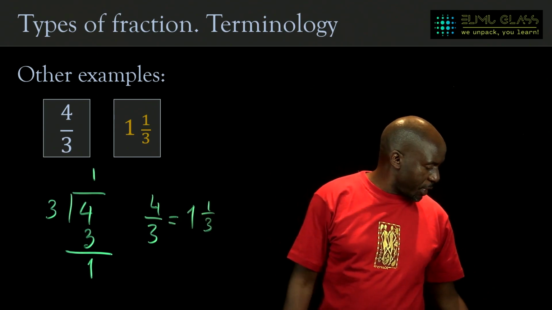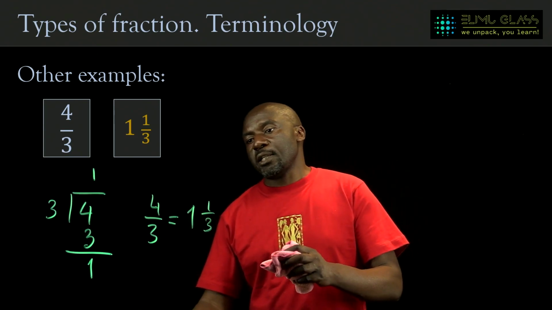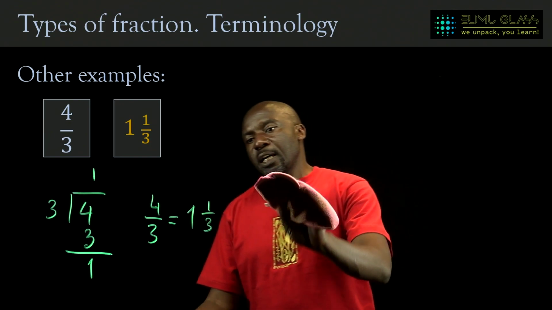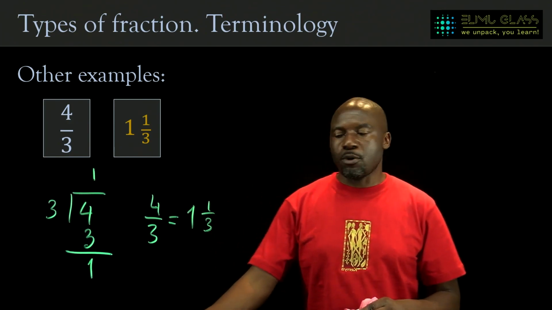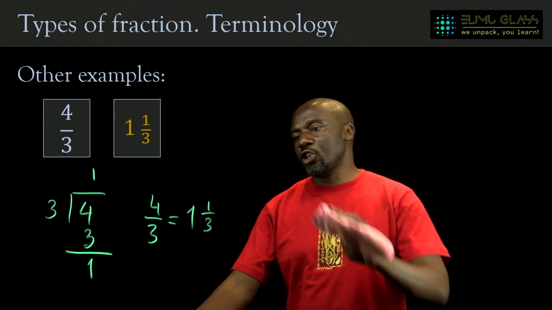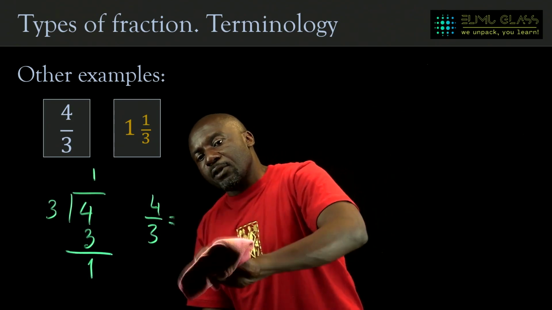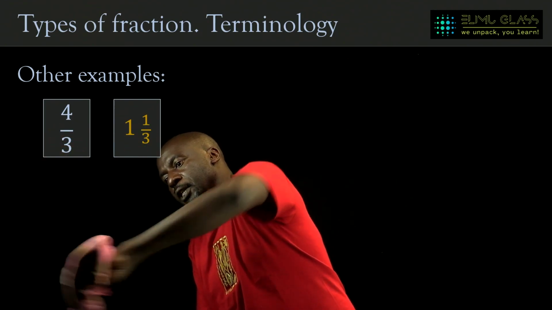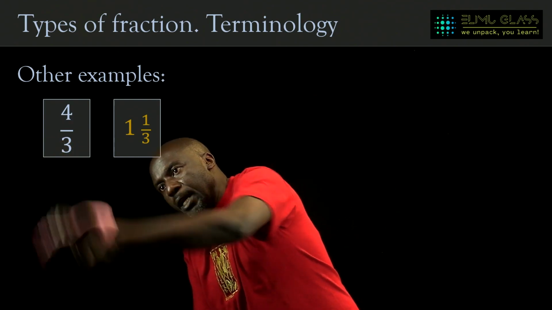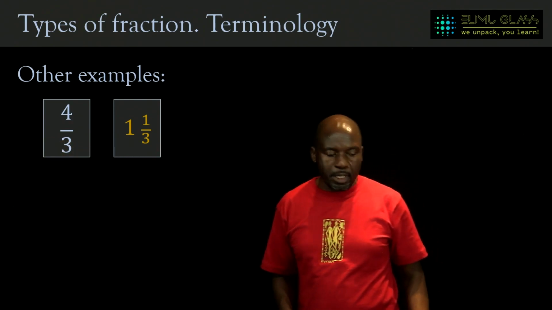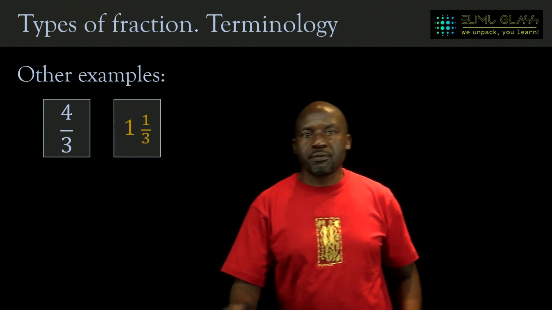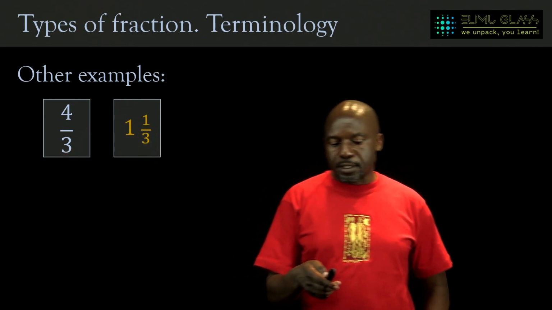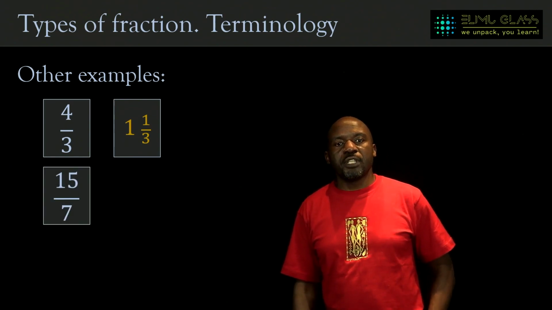I'm hoping that you know how to do this, but in case you don't, do not hesitate to ask me. Write a comment in the comment section, or if you're a student you can ask me directly, and I will be able to respond to your question. Okay, so that's another example of an improper fraction being converted into a mixed fraction. Each of you should be able to convert an improper fraction into a mixed fraction, and vice versa.